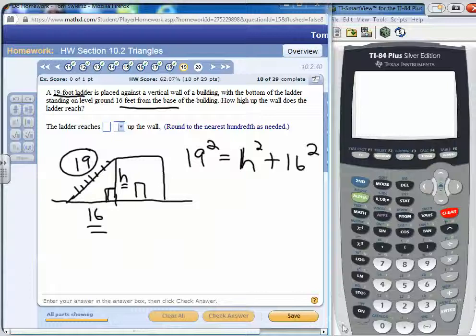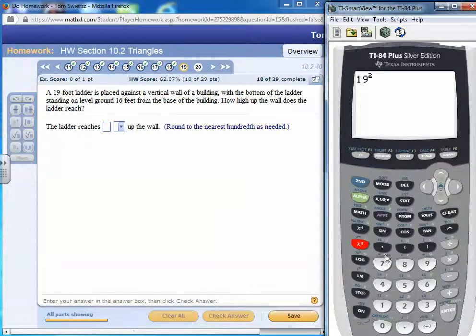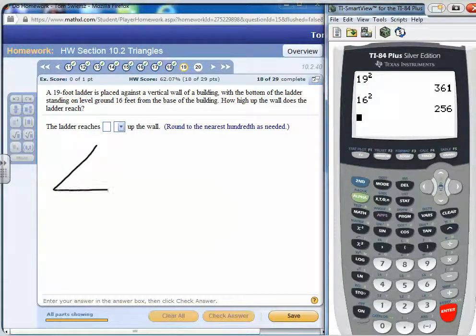Okay, so again, we'll go ahead and do 19 squared and 16 squared on our calculator. So 19 squared is 361 and 16 squared, I believe, is 256. Okay, so now we have, again, the ladder. Here's the building, the height. The ladder is 19 feet, and from the ground to the base of the building is 16.